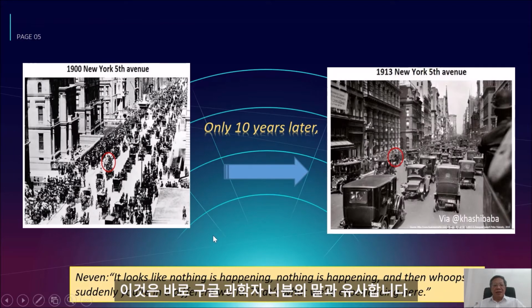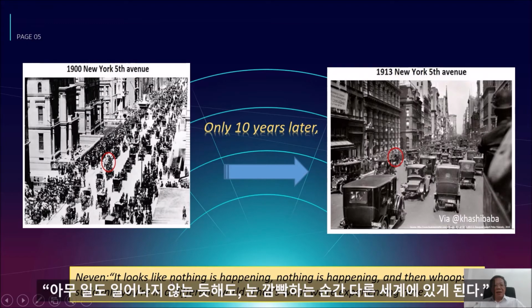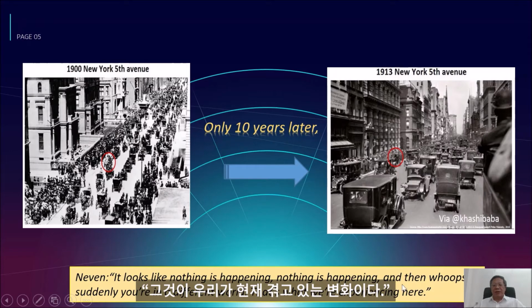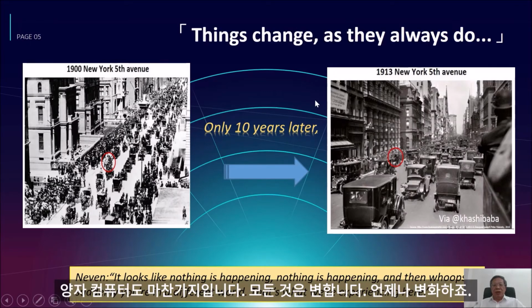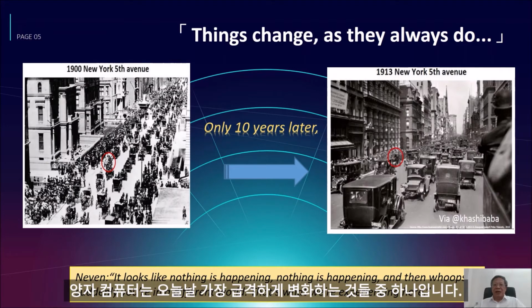So this is just like what the Google scientist Neven says: it looks like nothing is happening, nothing is happening, then, oops, suddenly you are in a different world. That's what we are experiencing here. Quantum computers are just like that. Things change as they always do, and the quantum computer is one of the rapidly changing things nowadays.